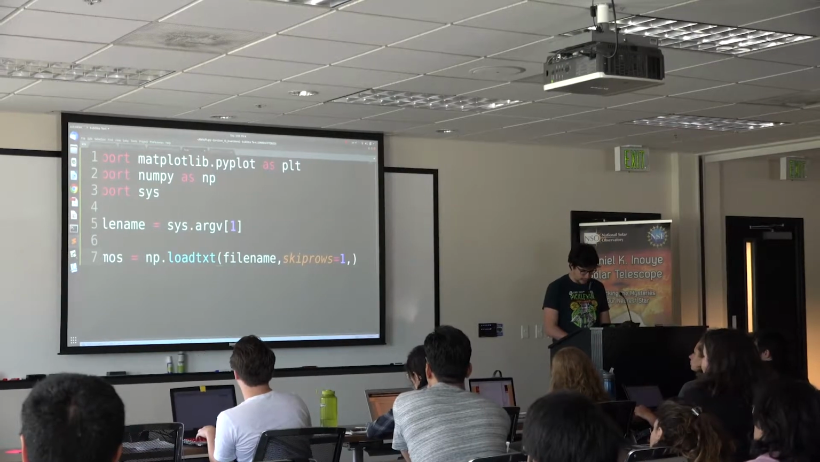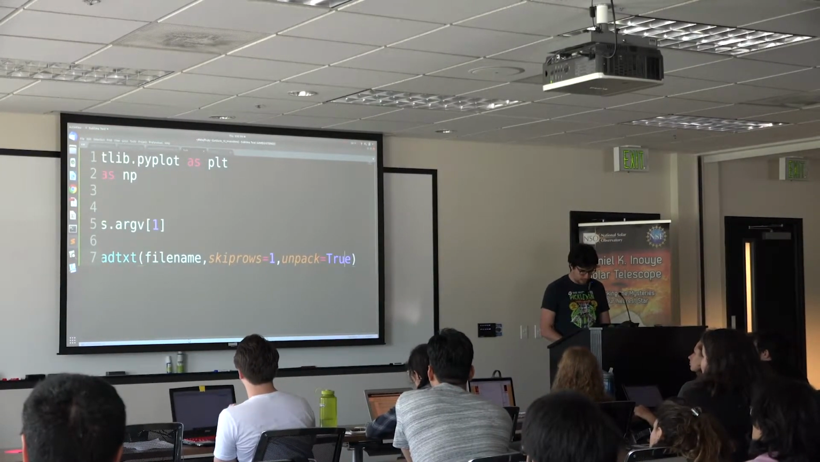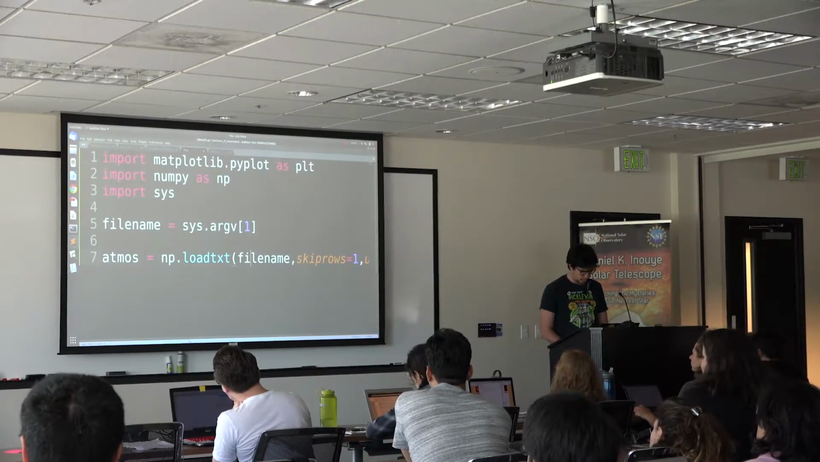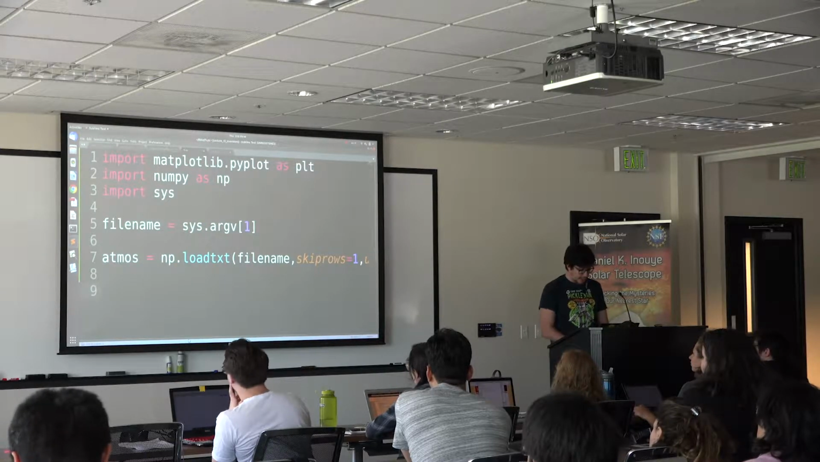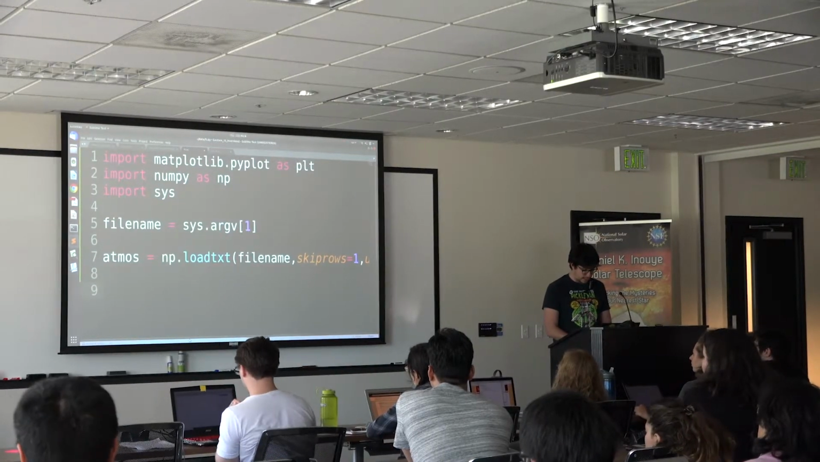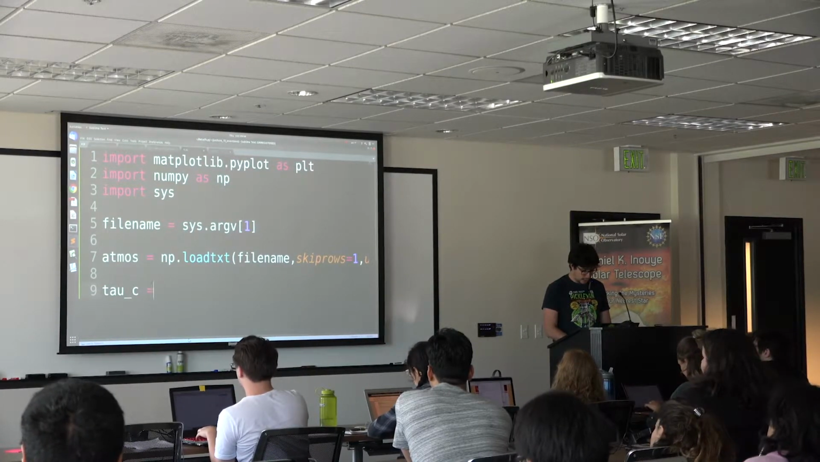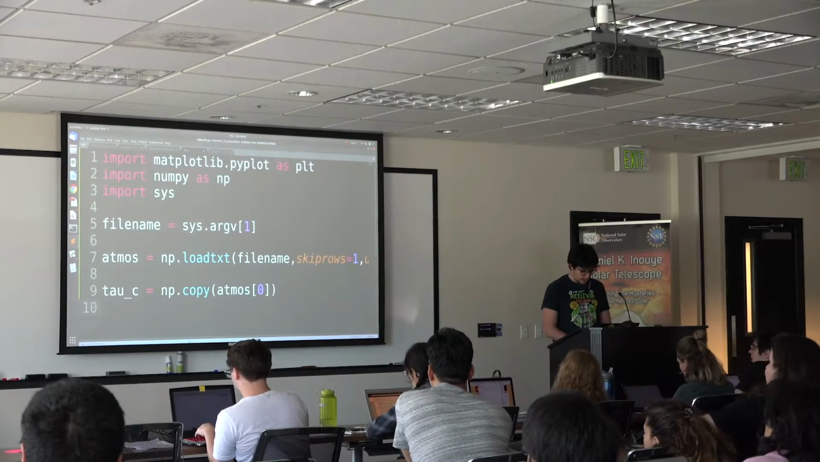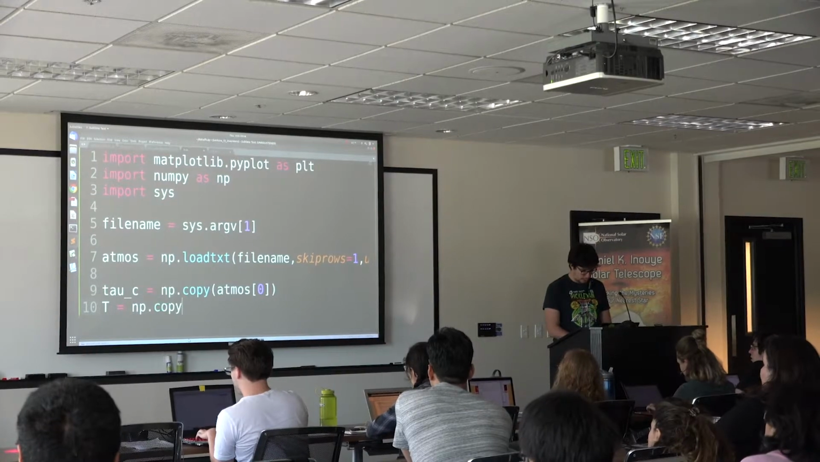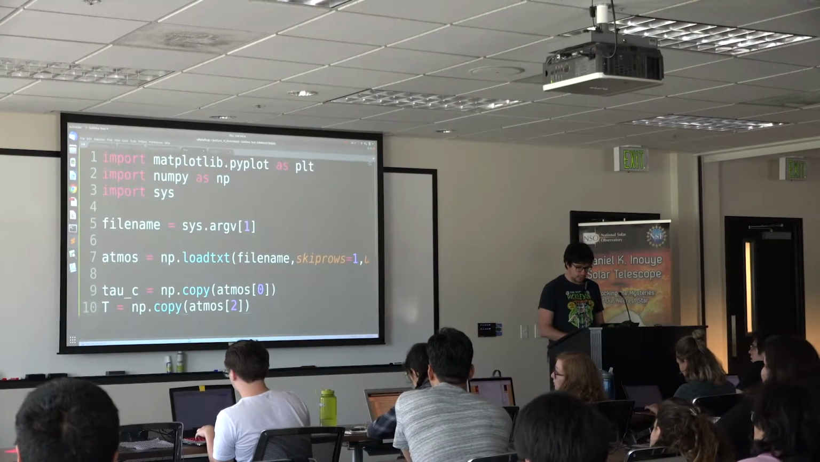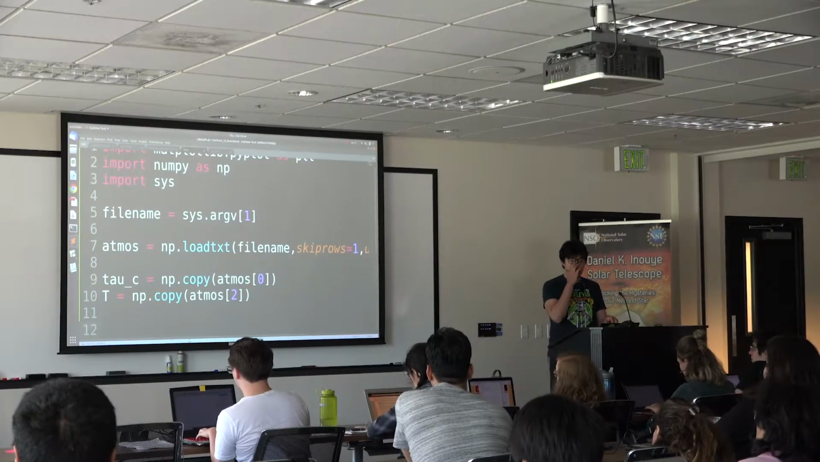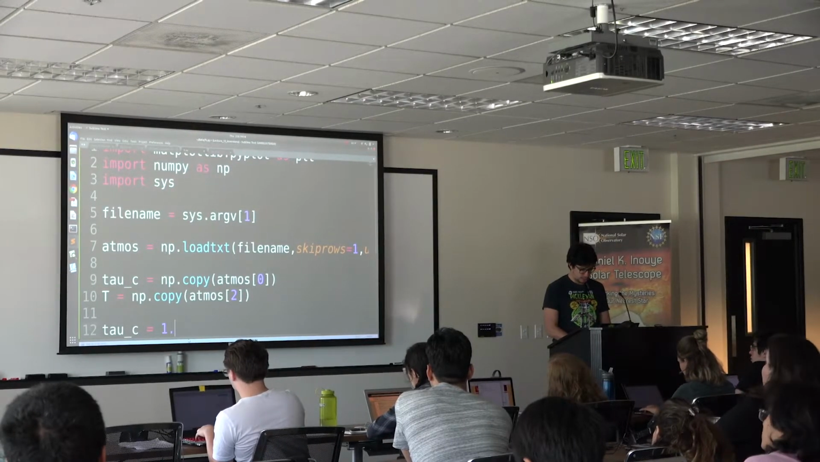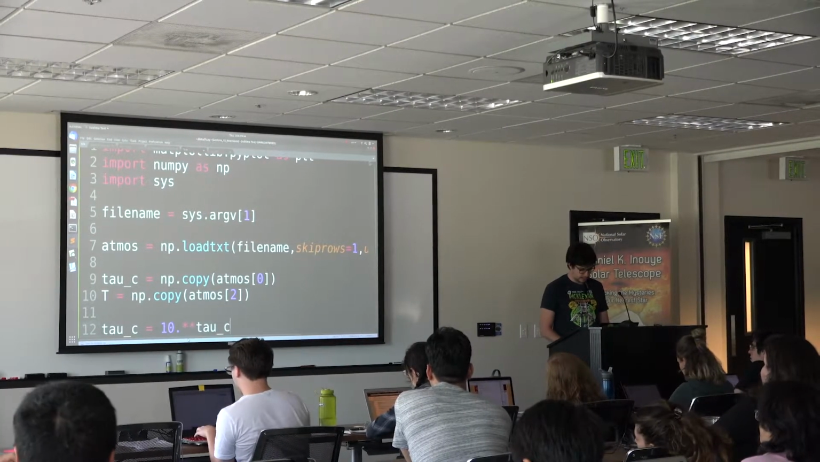And we said unpack equals true. Okay, these things are going to look a little bit ugly, so tell me to shift if I need to do something. Okay, cool. And then for easier notation, we're going to say like this. Tau continuum is mp copy Atmos 0, and temperature is mp copy Atmos 2. So we have these two things separated here. But be aware that tau is actually log tau, so we want to change it, right? Using something like this. Cool?